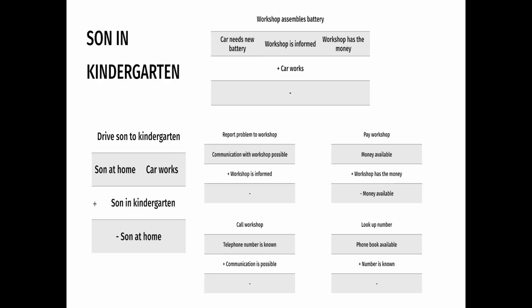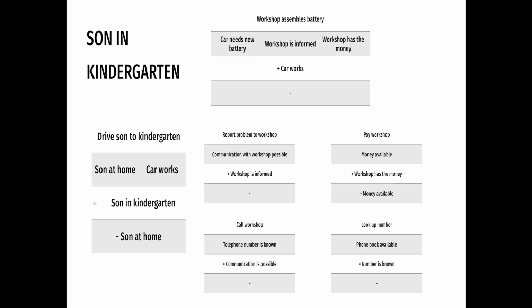But the operator workshop mounted battery is again bound to preconditions. On the one hand, there must be the condition that the car needs a new battery. The garage must know about it, and the garage must have the money. In the initial state table, we see that the state car needs a new battery is given. But the states workshop knows and workshop has the money are not.